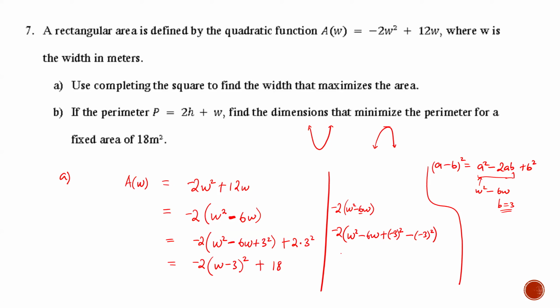Now what this translates to is minus 2 times w squared minus 6w plus 9, but then minus 2 times minus 3 squared. So now I've distributed the minus 2, right? I've done this times this, and then this times the second part here. Distribution. All this is exactly the same.